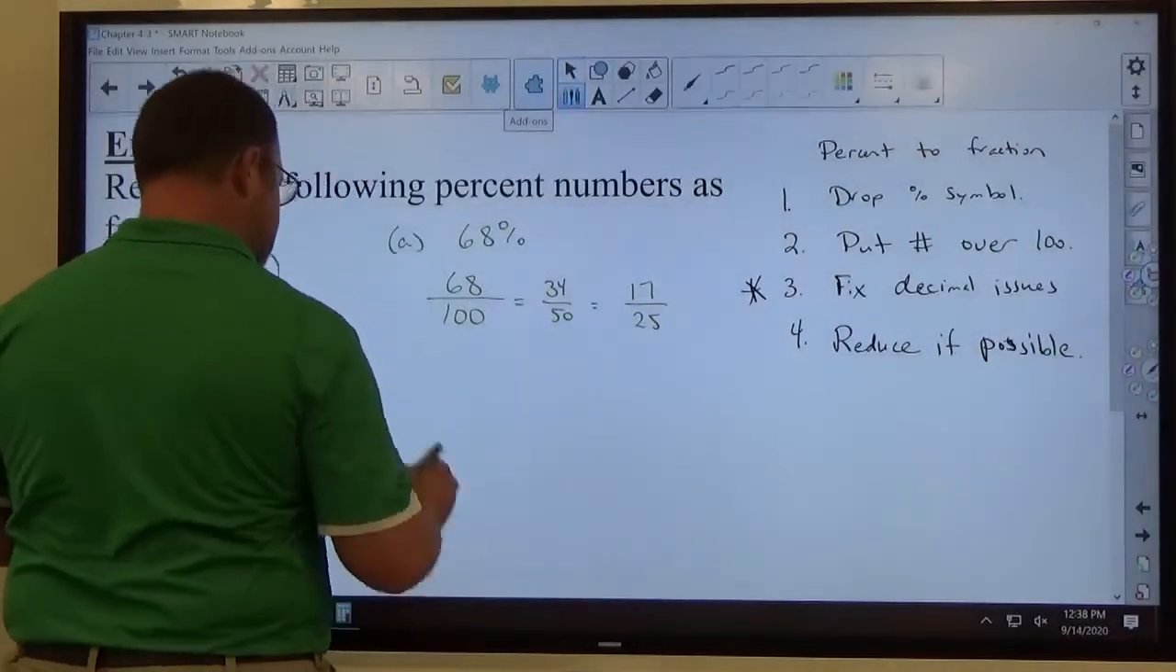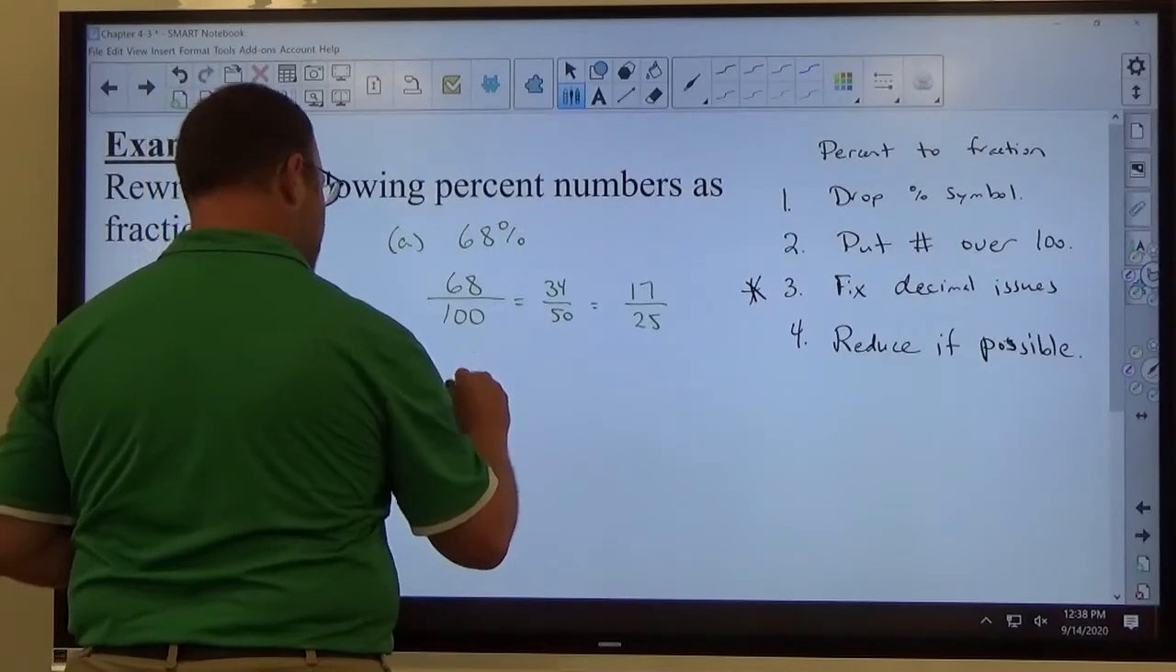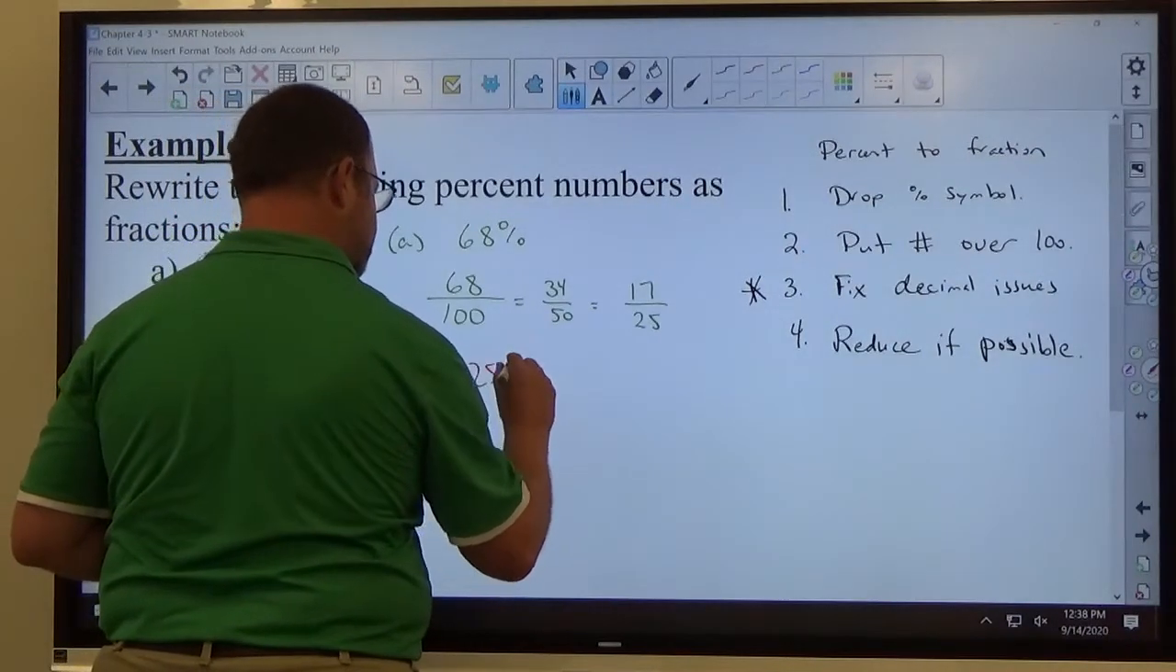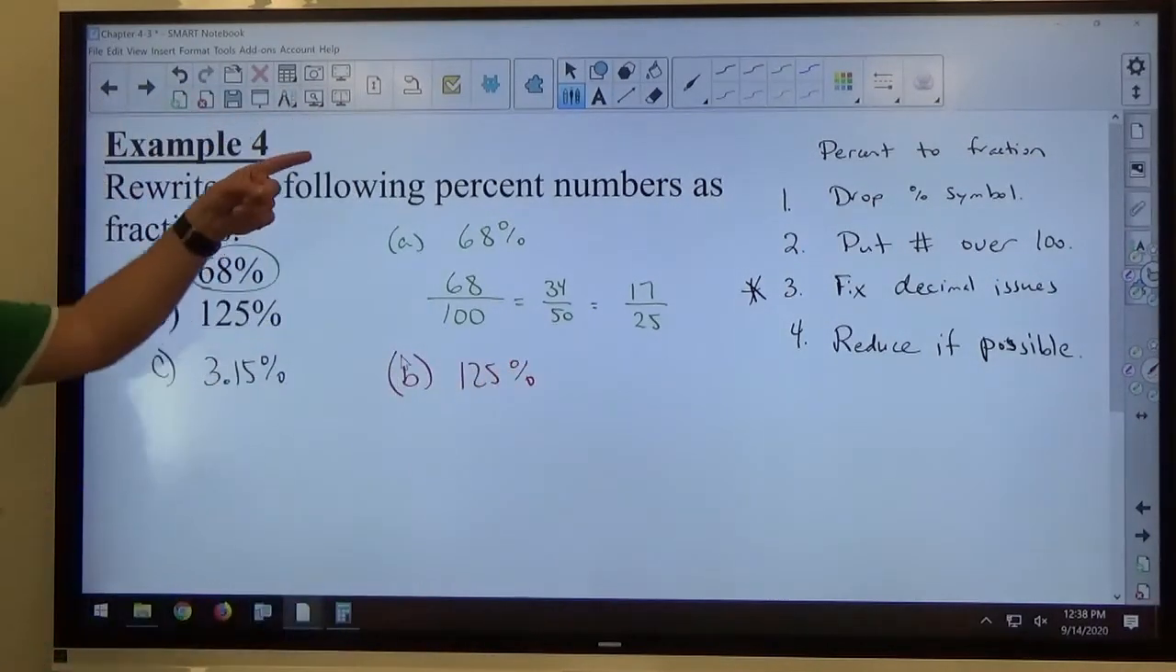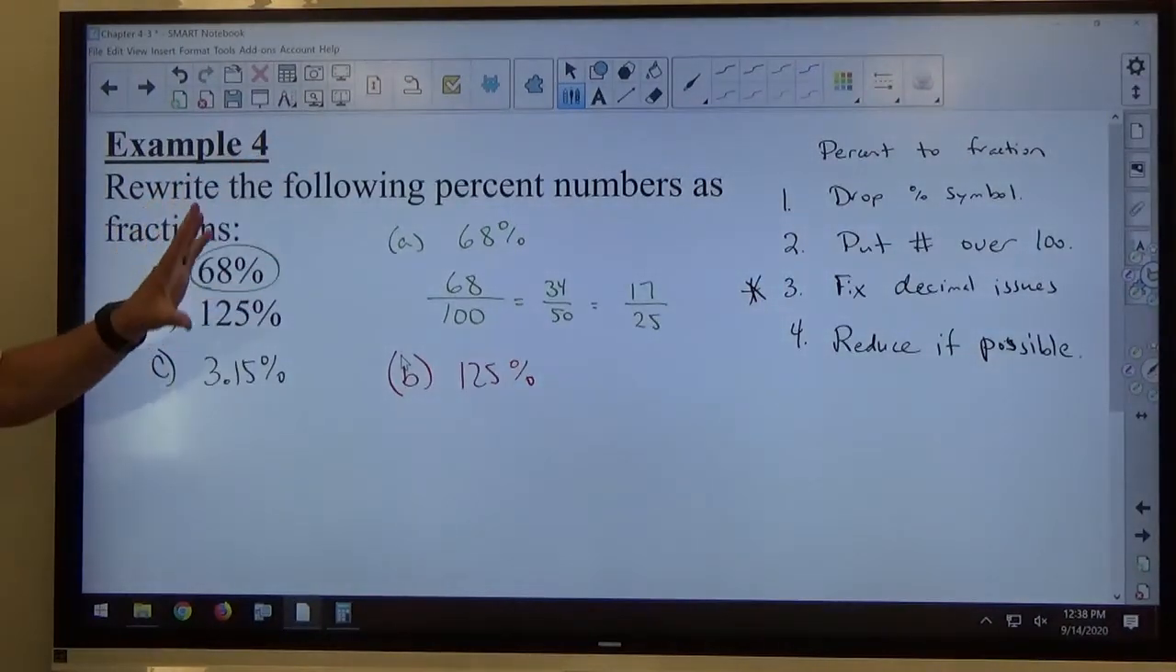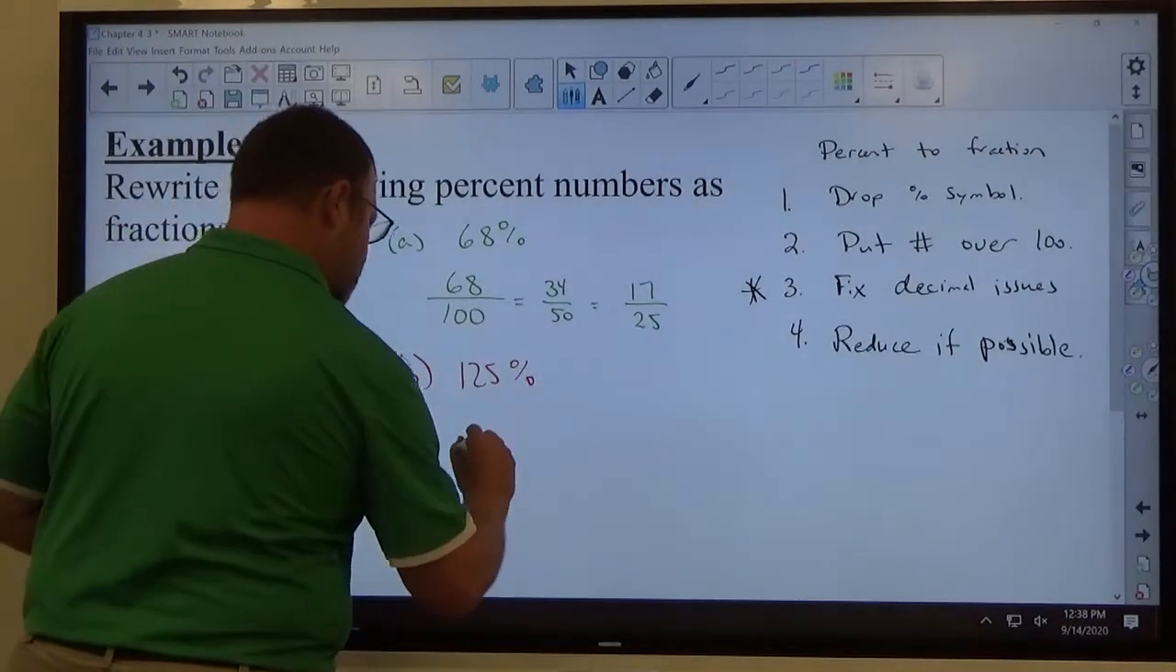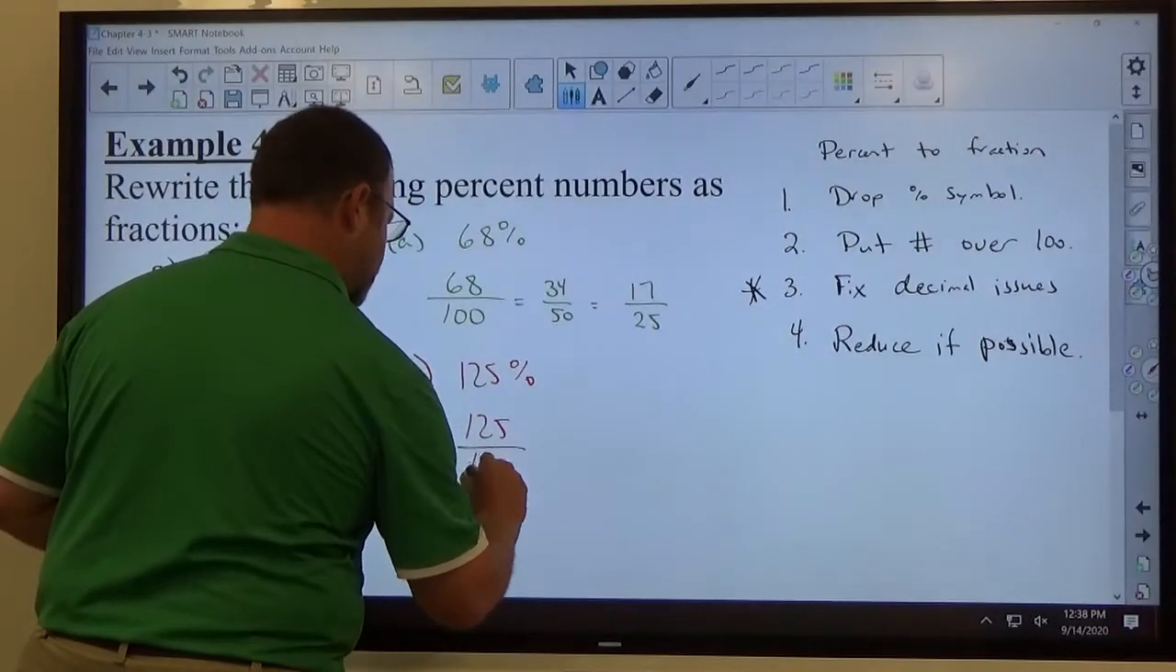Example B, we have 125% is the problem. So again, steps 1 and 2 at the same time: drop the percent, put it over 100. So 125% means 125 over 100.